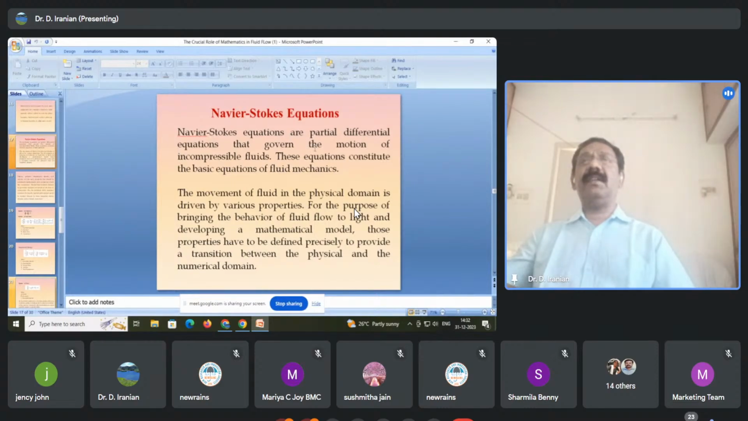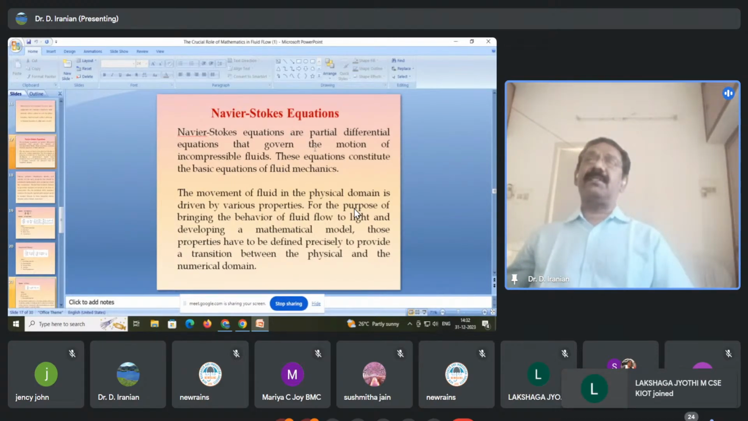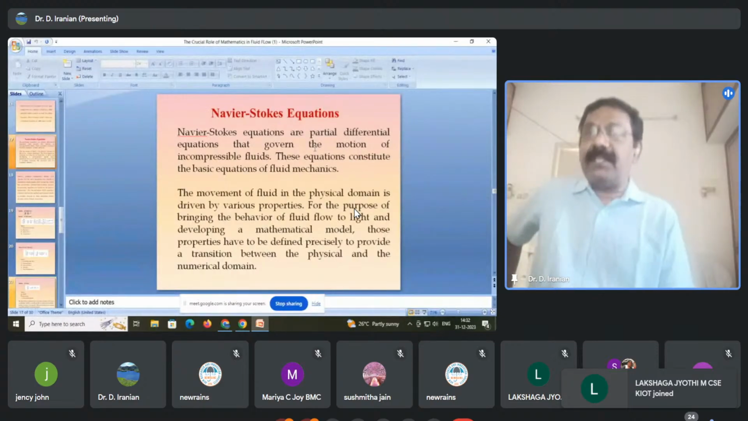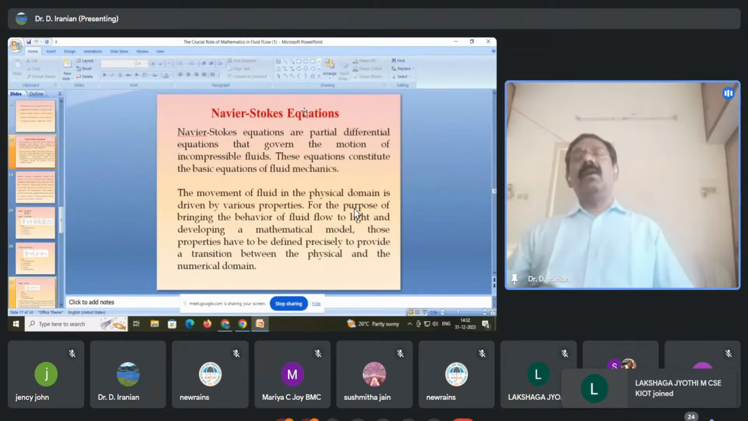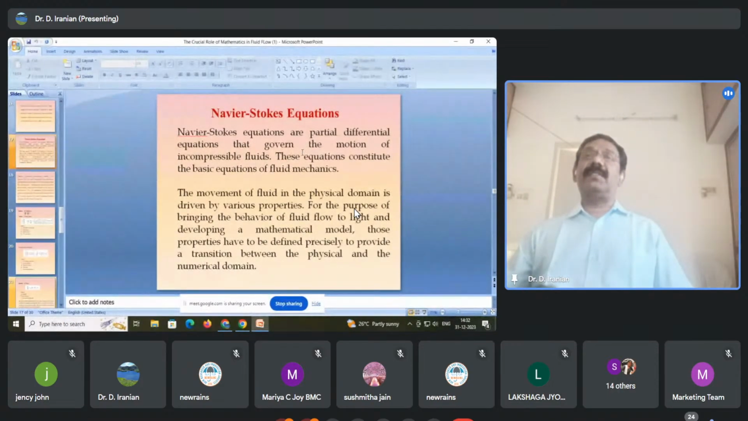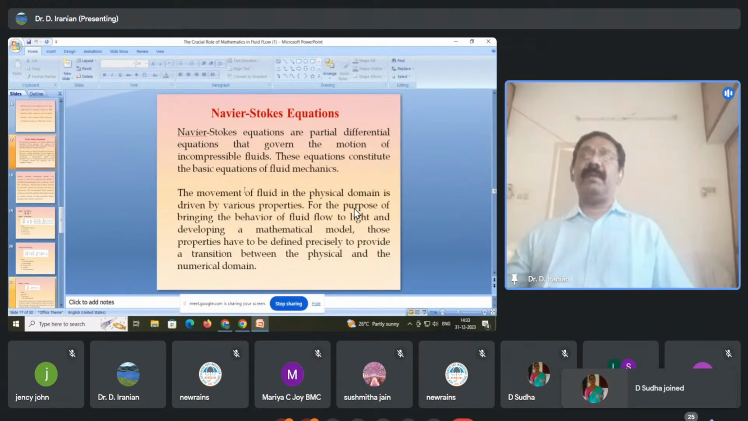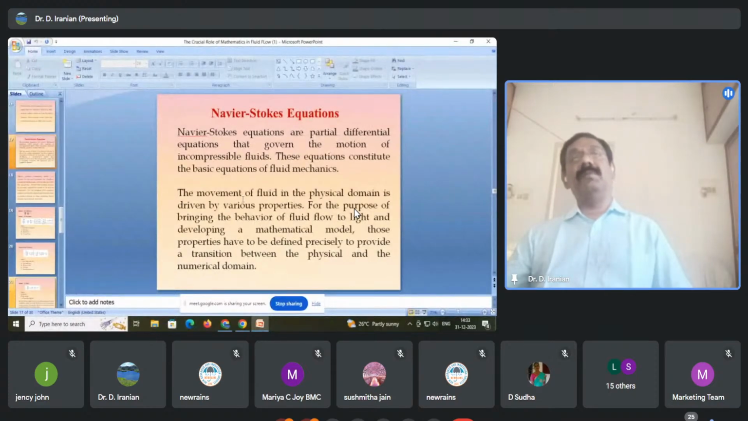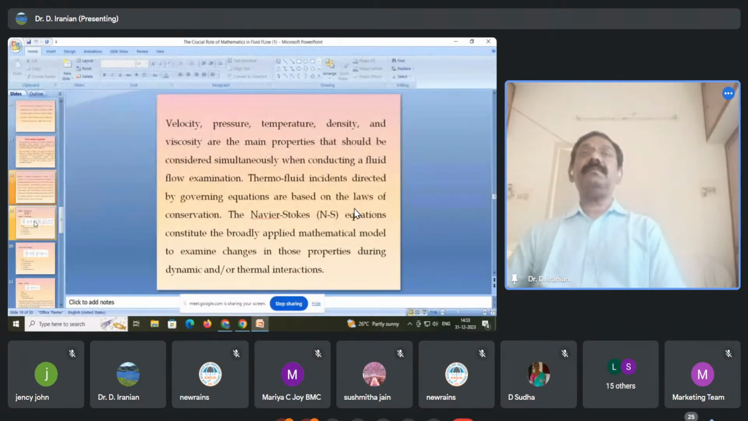Okay, Navier-Stokes equations are nothing but partial differential equations. Not only simple partial differential equations, they are actually non-linear coupled partial differential equations. Okay, all the parameters told previously, we can apply in the Navier-Stokes equations. After building the equations, those equations are called governing equations, because those equations govern the nature of the problems.